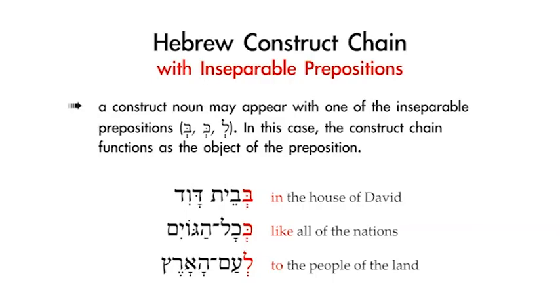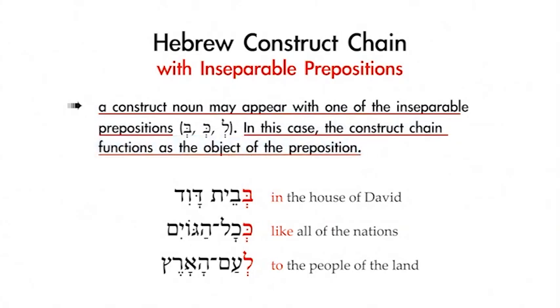In Hebrew, construct chains can appear as the object of a preposition. So a construct noun may appear with one of the inseparable prepositions. In this case, the construct chain functions as the object of the preposition. So look at our first example below. We have Baveith David, in the house of David, or Kekol Hagoyim, like all of the nations, or La'am Haaretz, to the people of the land. In each of these cases, the construct chain functions as the object of the preposition.